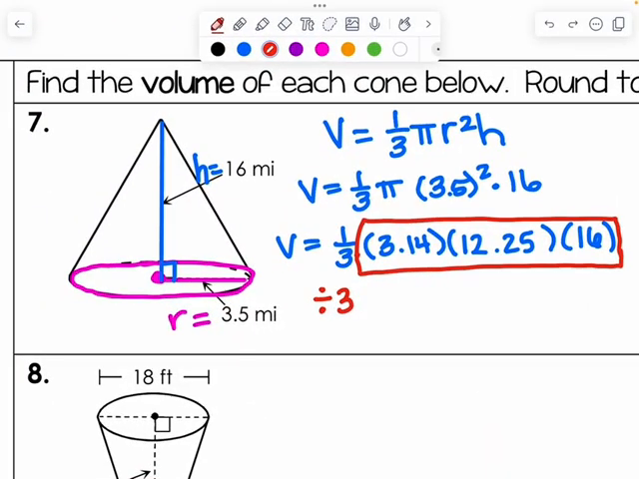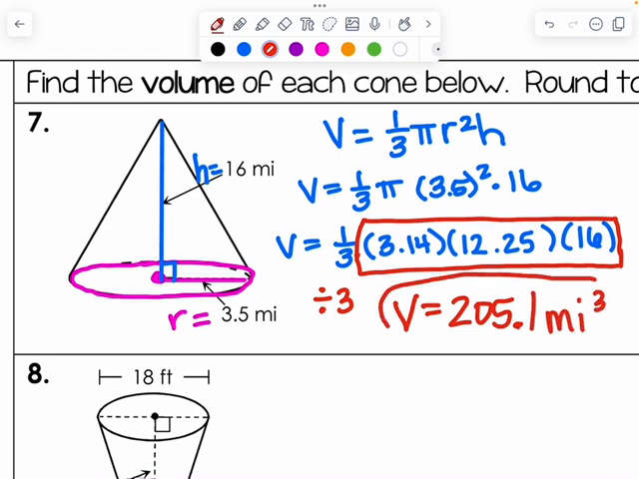Okay, so our volume is 205.1, and we're still working with volume, so we're still doing our units cubed, so cubic miles.